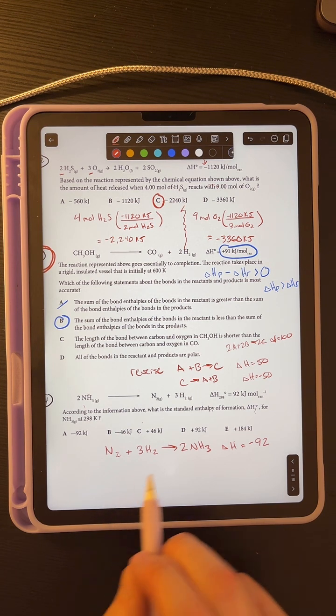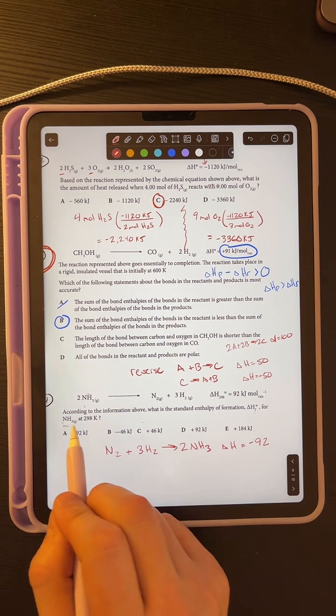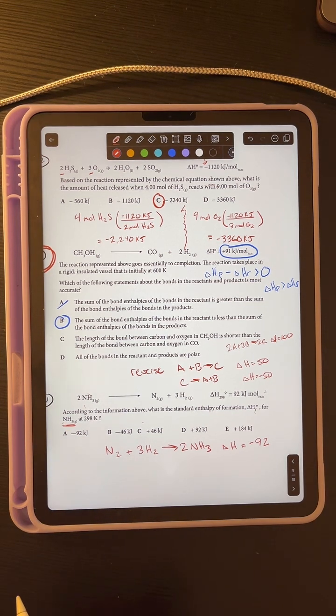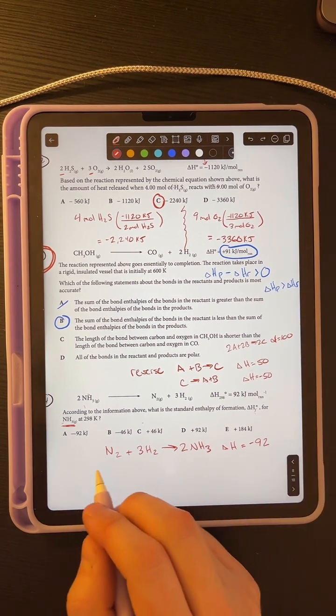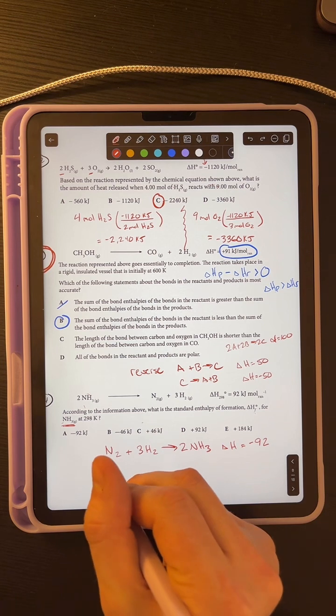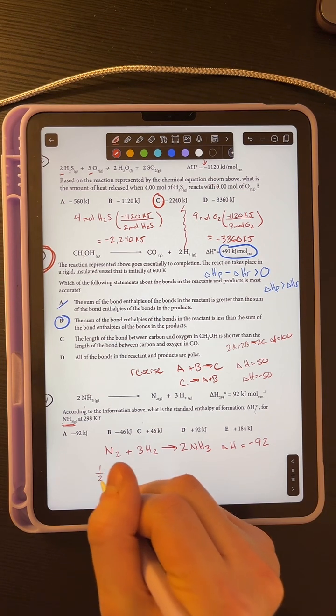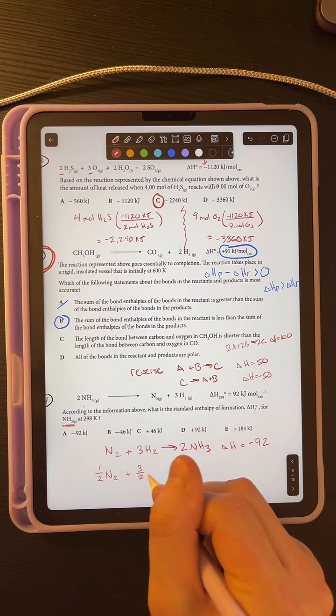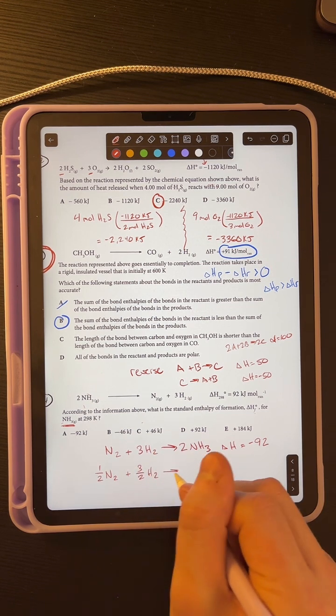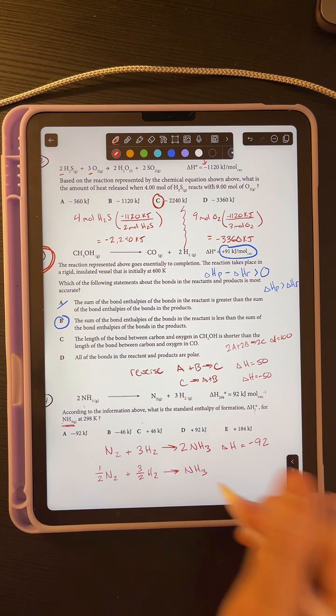But we also just want the formation of one of our NH3s. Here we're producing 2. So what are we going to do? Well, we're going to cut this whole reaction in half. We're going to divide by 2. So we get 1/2 N2 plus 3/2 H2 goes to NH3.